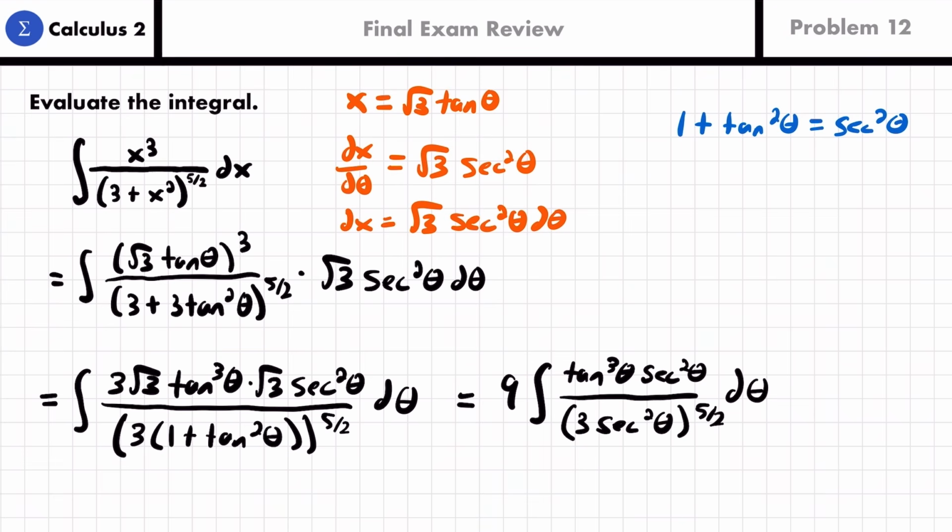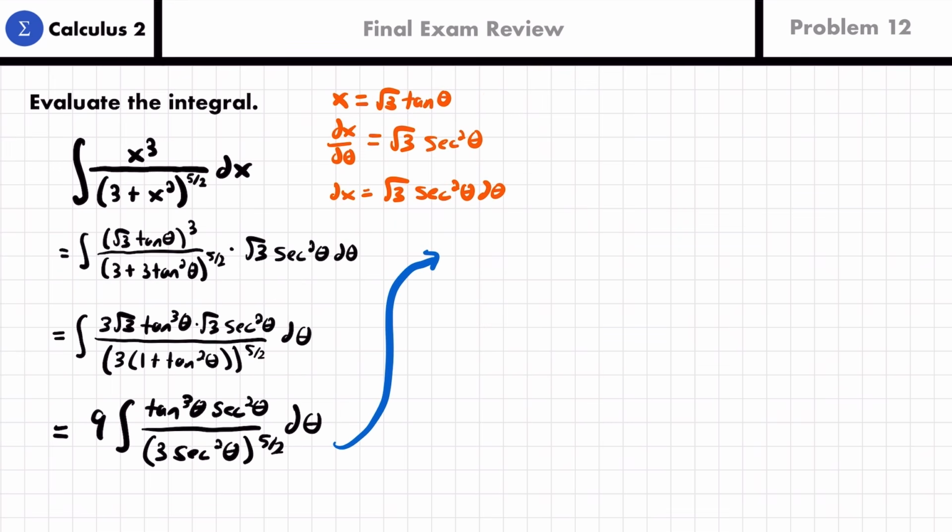Okay, so now we're getting closer to an expression that we can integrate, but we do need to simplify further. Specifically, what we want to do next is now take both 3 and secant squared theta to the power of 5 halves, and so here's what that will look like. I'll continue my work over here. This will be equal to 9 times the integral of tangent cubed theta times secant squared theta, but then it will be divided by 3 times secant squared theta to the 5 halves power.